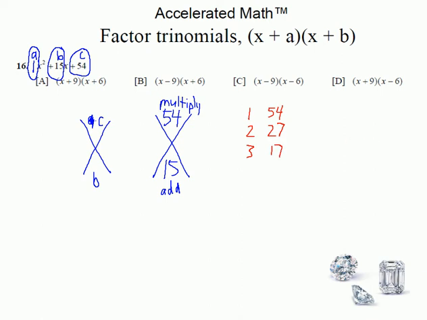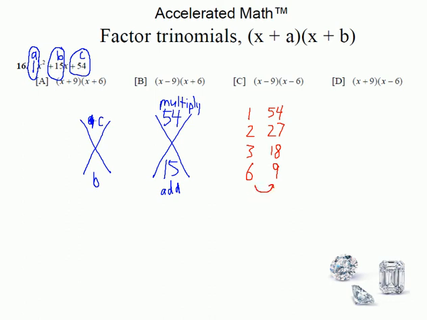That's not right. 3 and 18. Is that right? 30 and 24. Yeah. Okay. 4 does not go into it. 5 doesn't go into it. 5, it has to end in 0 or 5. And 6 times 9, right? Okay. 7 doesn't go into it. 8 does not go into it, and 9 we've already used.